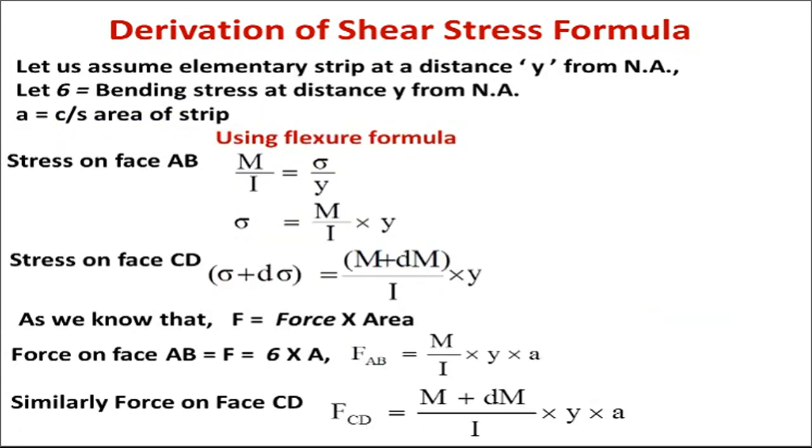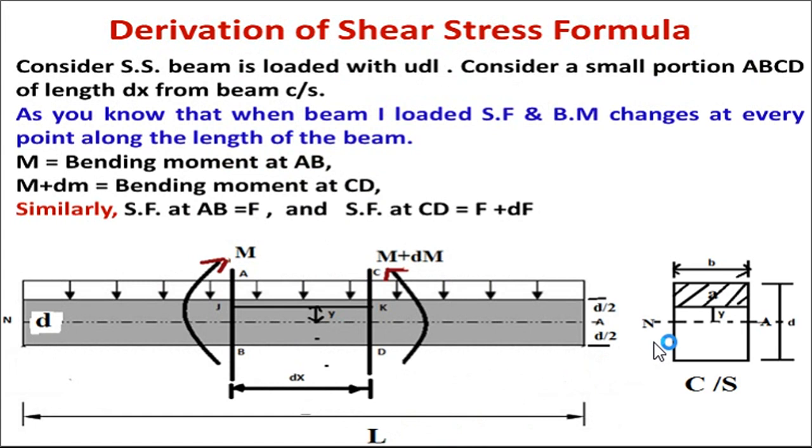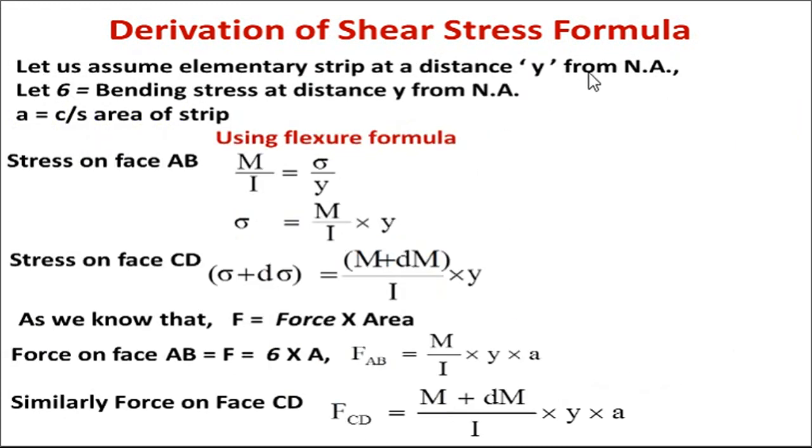Now let us assume an elementary strip at a distance y from NA. Elementary strip means this strip. Assume this elementary strip at a distance y from the neutral axis, whose area will be dA. Let sigma be the bending stress at a distance y from NA. dA is the cross section of the strip.